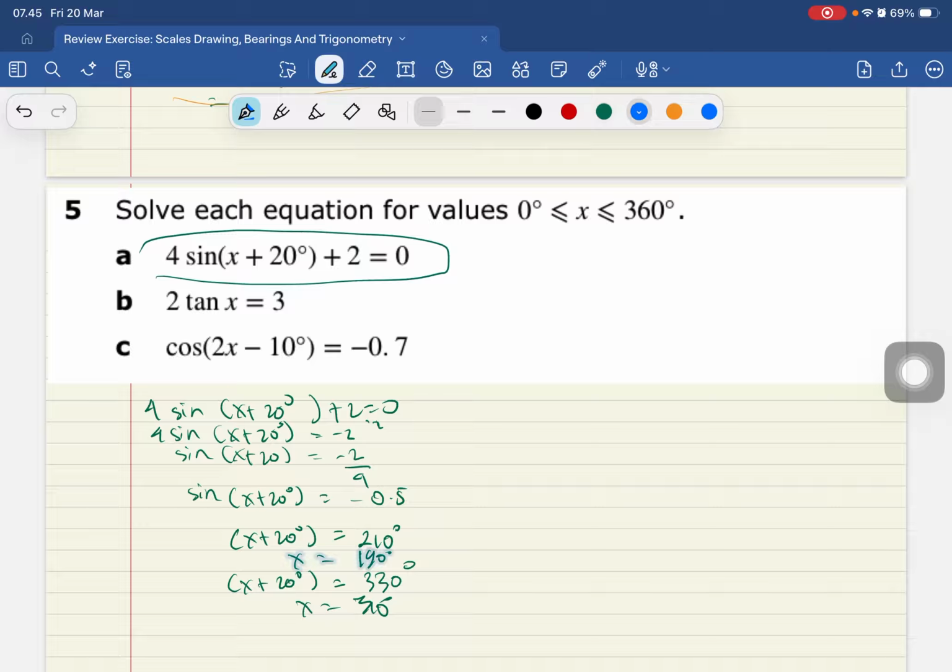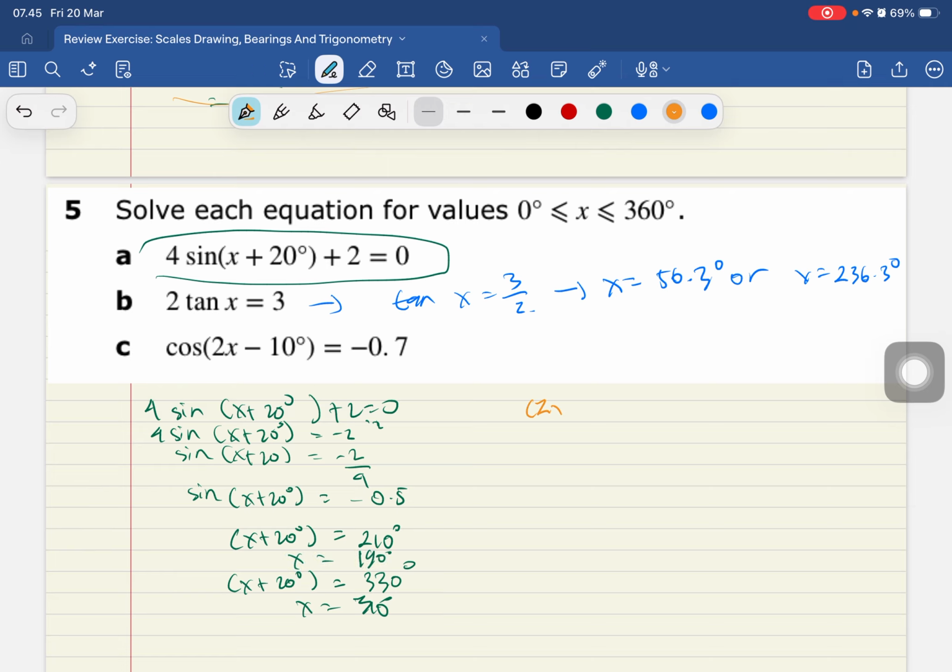Tan. So we can just divide by 2 both sides. So tan x equal to 3 over 2. So we can find the x. The first x is gonna be 56 degrees, or plus by 180, x equal to 236.3 degrees.